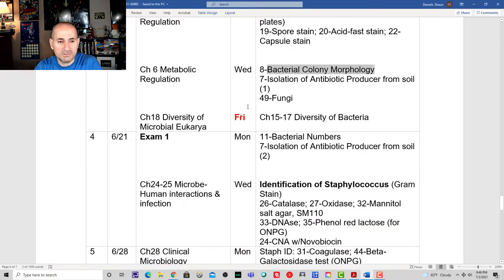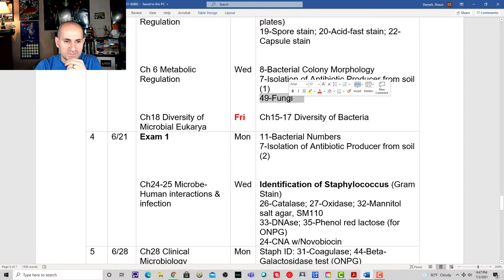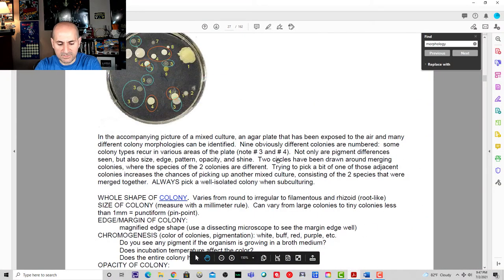Let's see what else we're dealing with here. Isolation of an antibiotic producer from soil. From that lab, again, I want you to remember the standard plate count formula. Remember that whole formula: number of cells on the countable plate divided by the total dilution factor times the amount plated. Same thing there. Fungi. What do I want you to know about fungi? Well, let's go here to fungi.